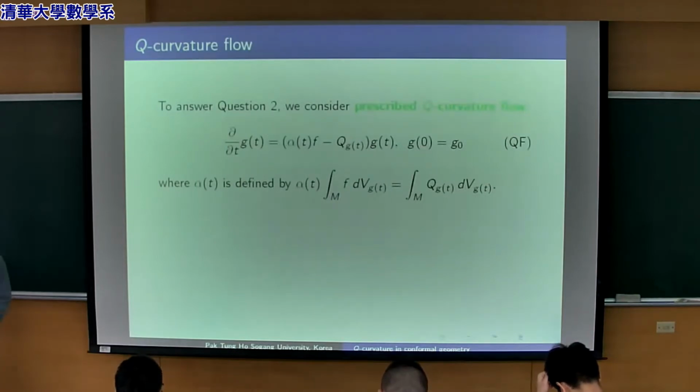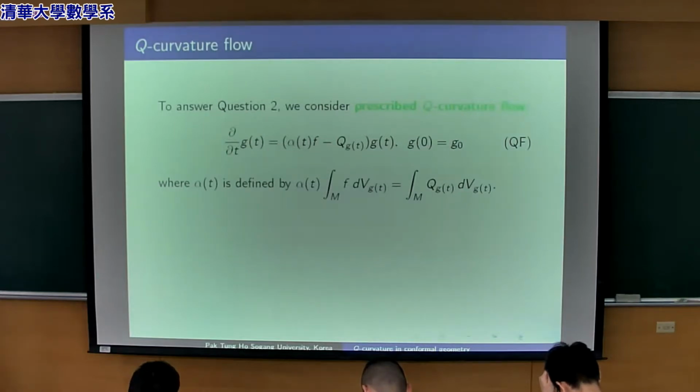So the other approach is slow, okay? Which I would like to talk about for the next 10 minutes. So the flow is this. I would like to deform the metric according to this, okay? Alpha is just a constant, you just want to fix the volume.